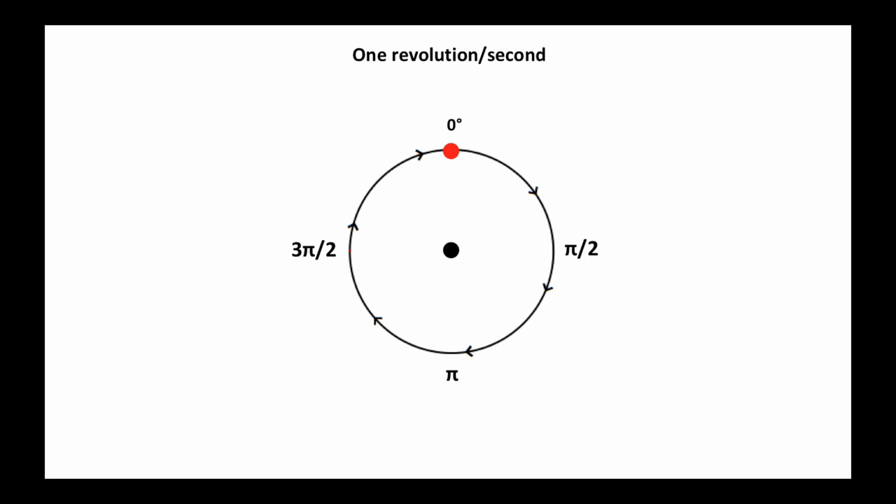1 revolution per second will be 2 pi radians per second, and watch this. In 1 second, 2 pi radians. So that red dot shows the rotation of the wheel. Here it is again, 1 revolution in 1 second.